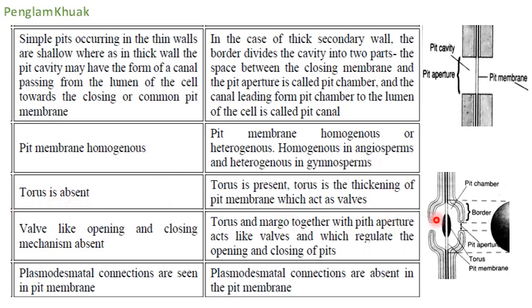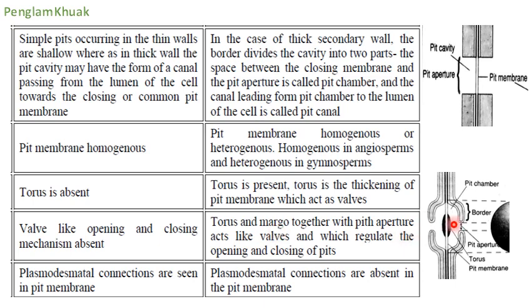Torus is absent in simple pits, and torus is present in border pits. Torus is a thickening of the pit membrane. If this is the pit membrane, it will thicken at the center, which acts as a valve. A valve is a device or a substance for controlling the passage of fluid or air through a pipe, duct, etc., especially an automatic device allowing movement in one direction only. The valve-like opening and closing mechanism is absent in simple pits since they do not have a torus.